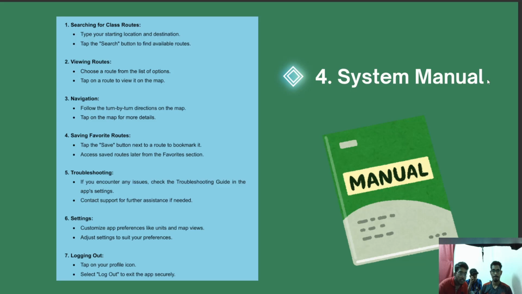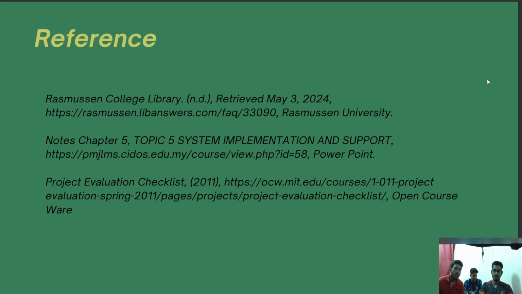And the sixth one is settings. Customize app preferences like units and map views, and also adjust settings to suit your preference. And the last one is logging out. Tap on your profile icon and select logout to exit the app securely. And this is the reference we used to conduct our mini project.